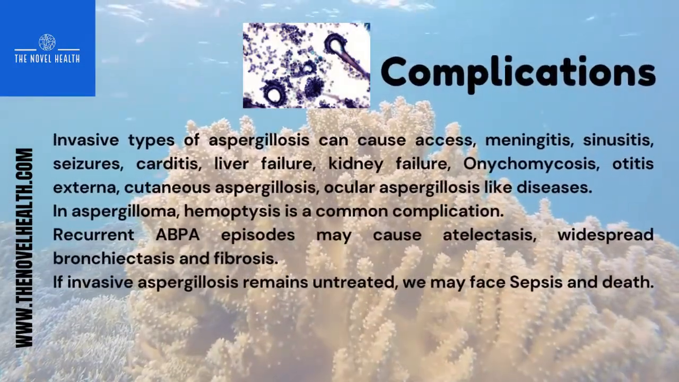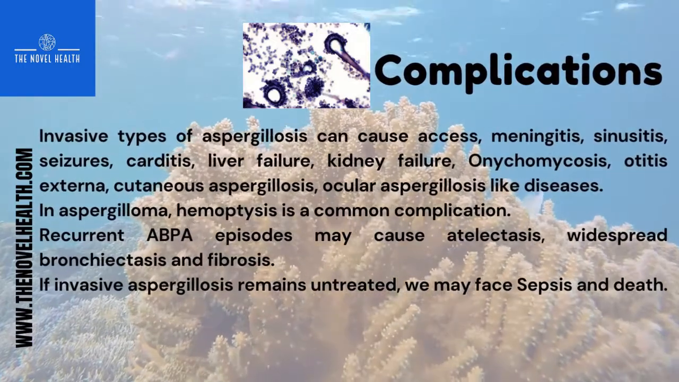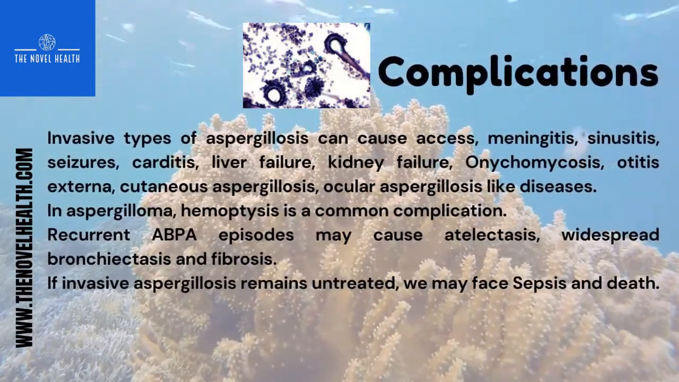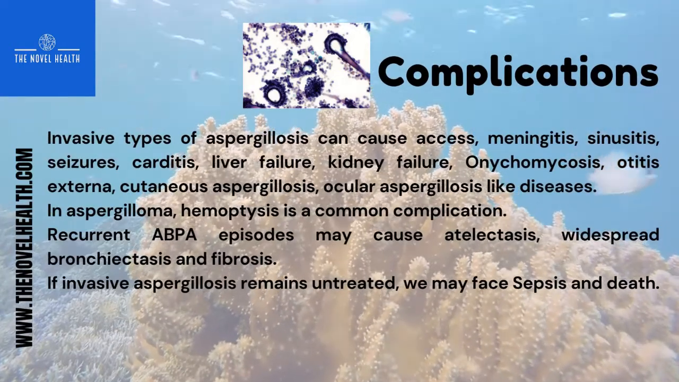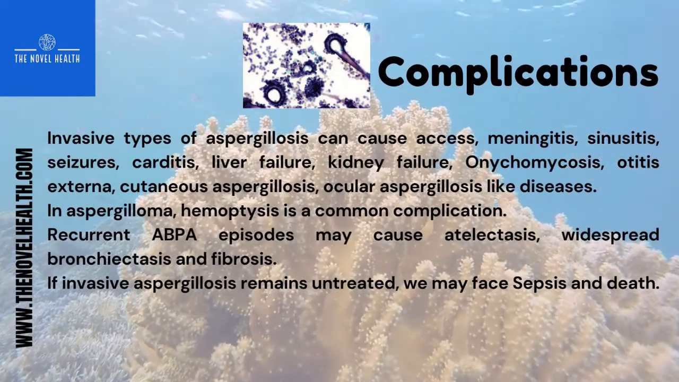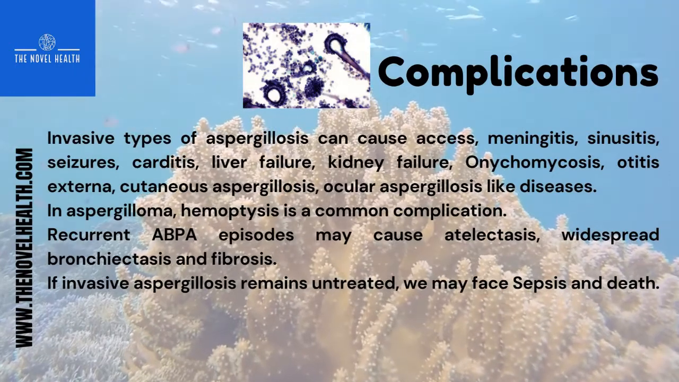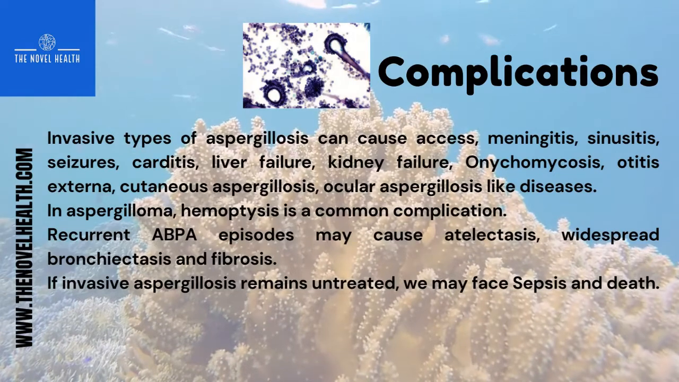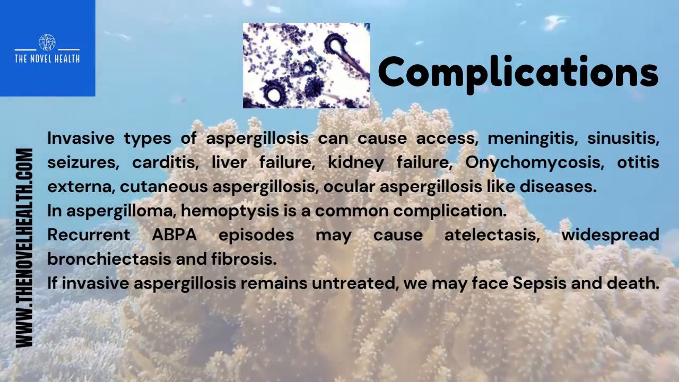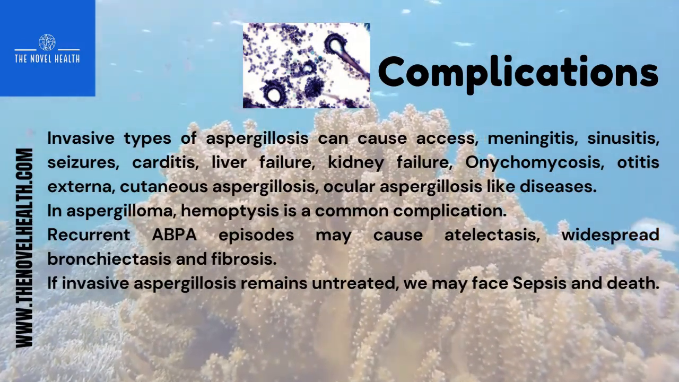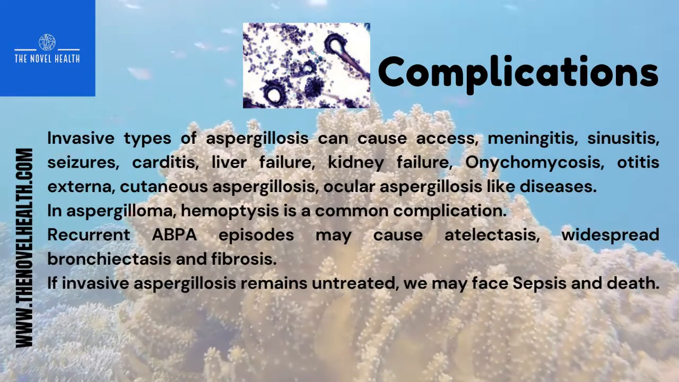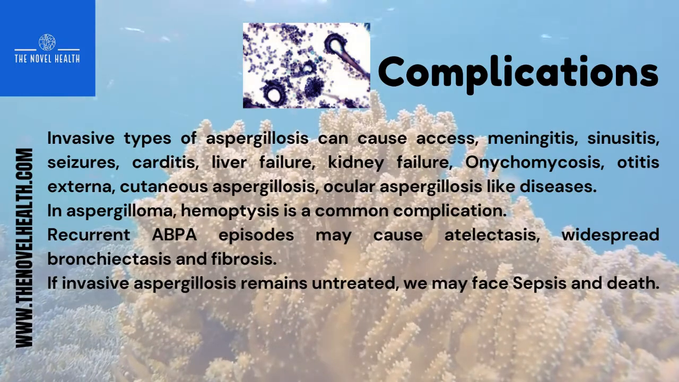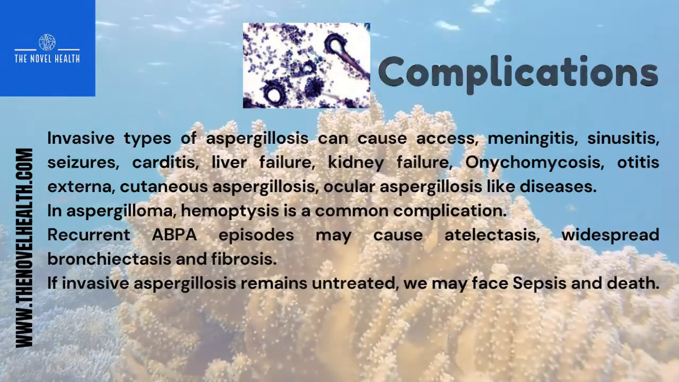The complications are as follows. Invasive aspergillosis can cause abscess, meningitis, sinusitis, seizures, carditis, liver failure, kidney failure, onychomycosis, otitis externa, cutaneous aspergillosis, and ocular aspergillosis. In aspergilloma, hemoptysis is a common complication. Recurrent ABPA episodes may cause atelectasis, widespread bronchiectasis and fibrosis. If invasive aspergillosis remains untreated, we may face sepsis and death.